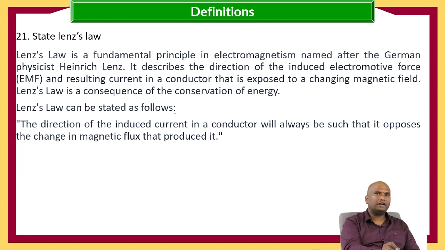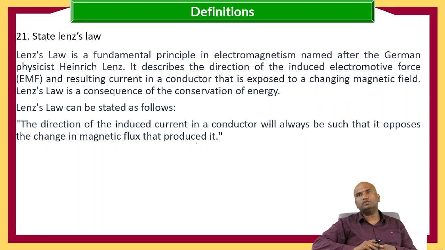Lenz's law can be stated as follows. The direction of induced current in a conductor will always oppose the change in magnetic flux that produced it. So Lenz's law is nothing but: the effect should oppose the cause. Here the effect is the EMF induced and the cause is the magnetic flux that is produced. So the induced current in a conductor always opposes the magnetic flux that produced it.